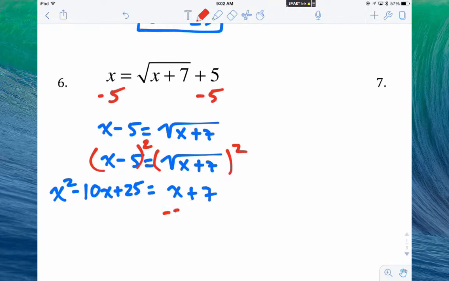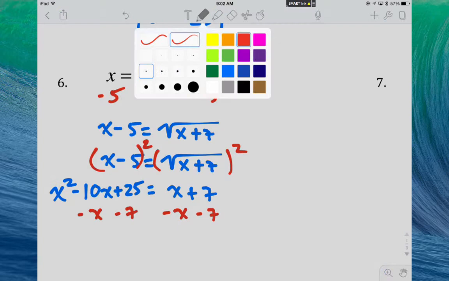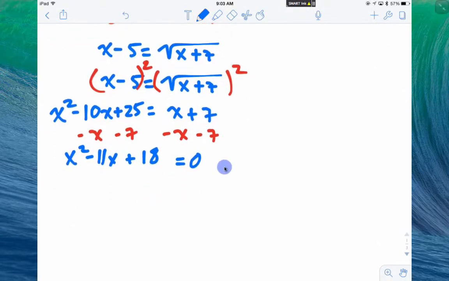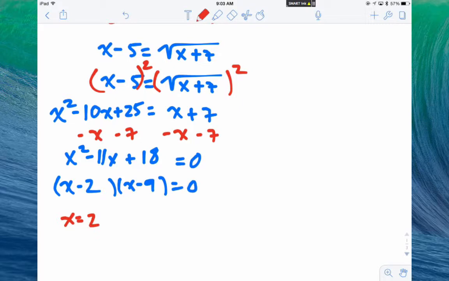We need to obtain a 0 on one side of the equation. So we're going to subtract both x and 7. I'm doing it in one step here, so that we end up with 0 on the right side of this equation, and we end up with x squared minus 11x plus 18 equals 0. So now we need to factor the left-hand side. Hopefully you know how this factors already, but that's going to factor as x minus 2 times the quantity x minus 9, meaning that our two potential solutions are 2 and 9.